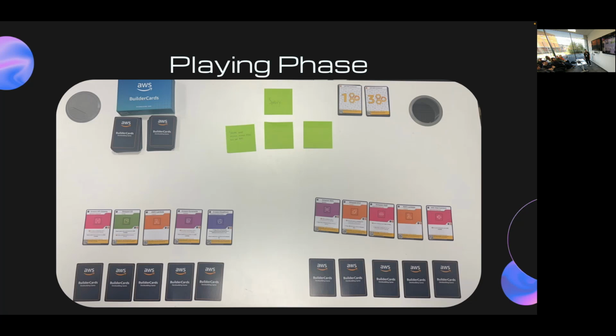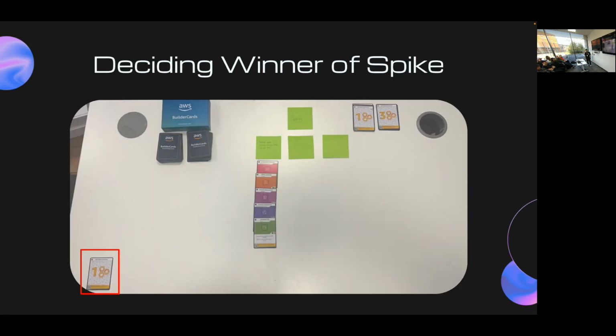The voting process helps highlight the strengths of the different approaches for the same problem and offers a learning opportunity for everyone involved. As you can see here, the player on the left has won this round by receiving the well-architected card in the bottom left there. But remember, winning the spike doesn't mean that you've won the game. There's still 2 more spikes to be played.